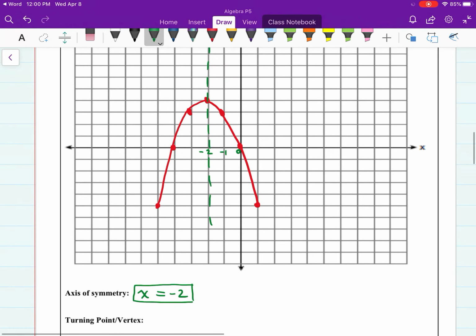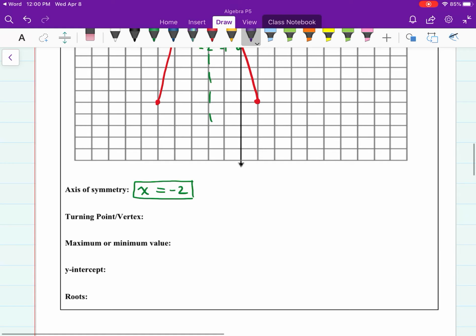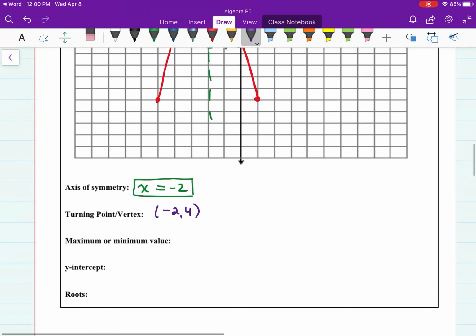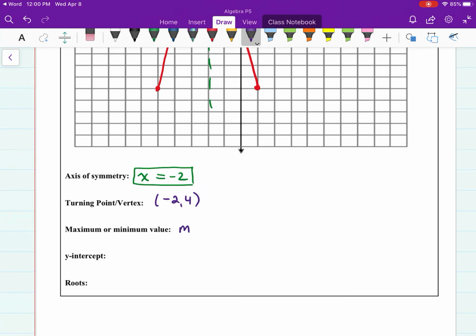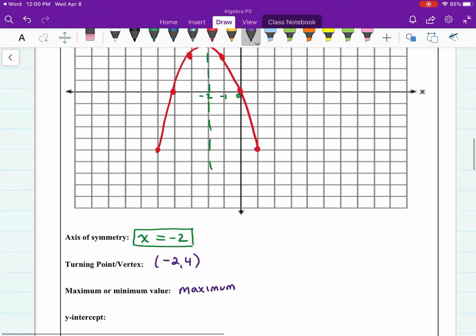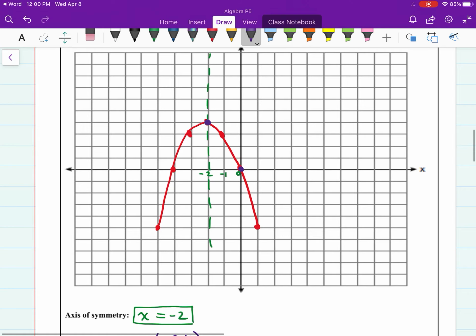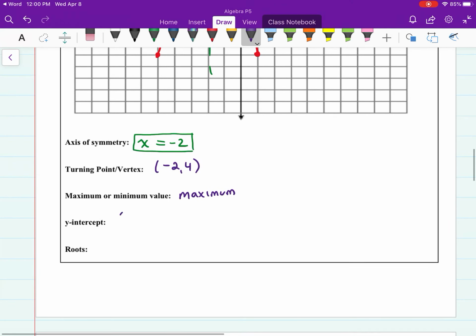The vertex is this point up top there, which is the coordinate (-2, 4). Is that a maximum or a minimum? Well, it's at the top of the graph, so that is a maximum. The y-intercept is actually crossing the y-axis over there at the origin, which is (0, 0).